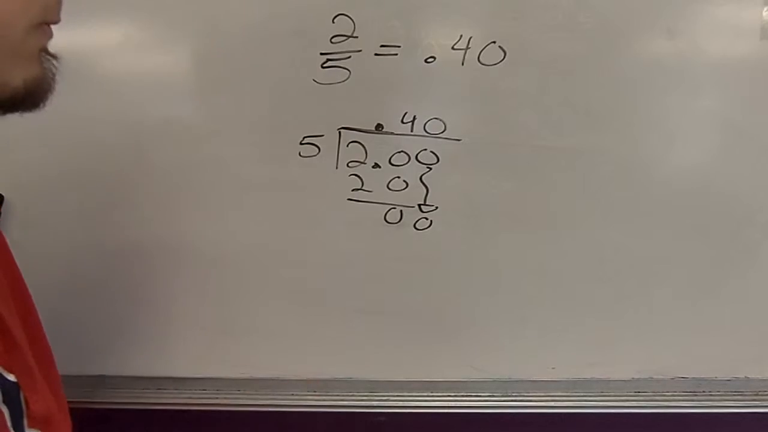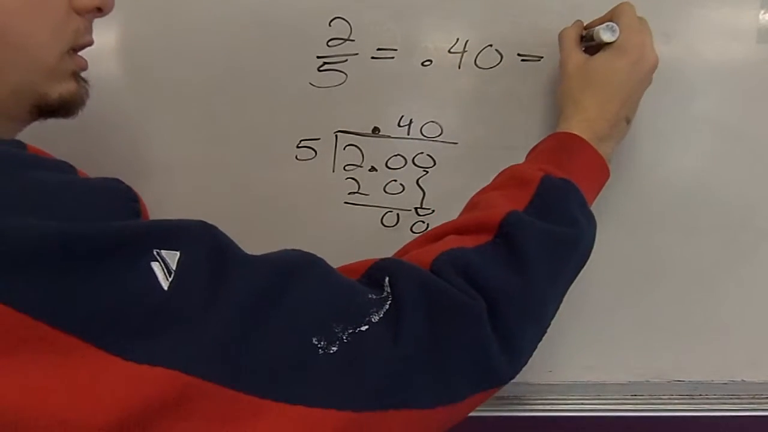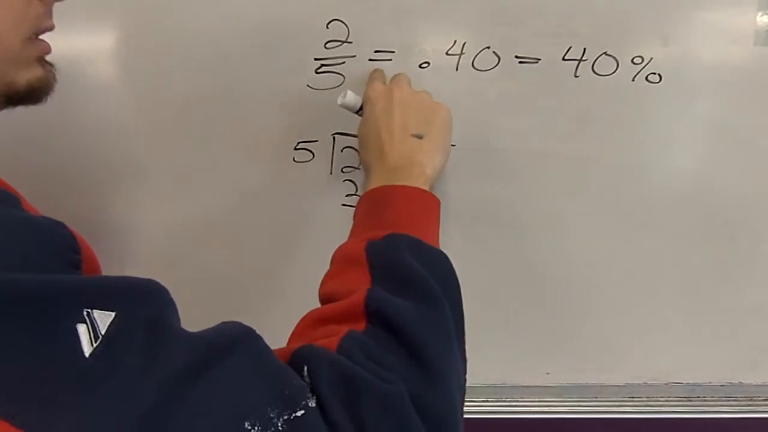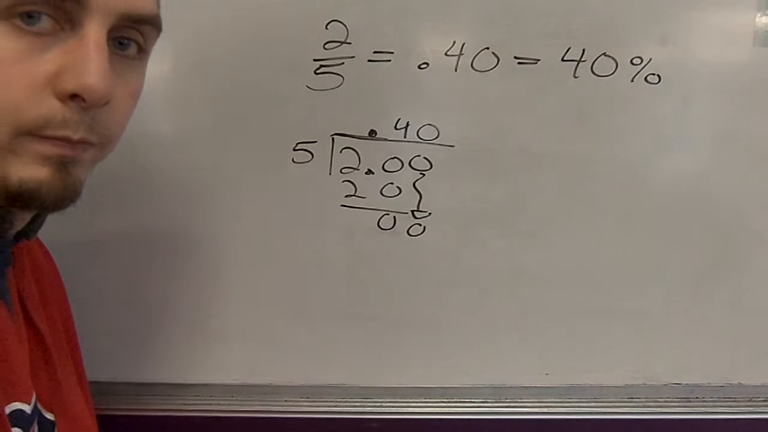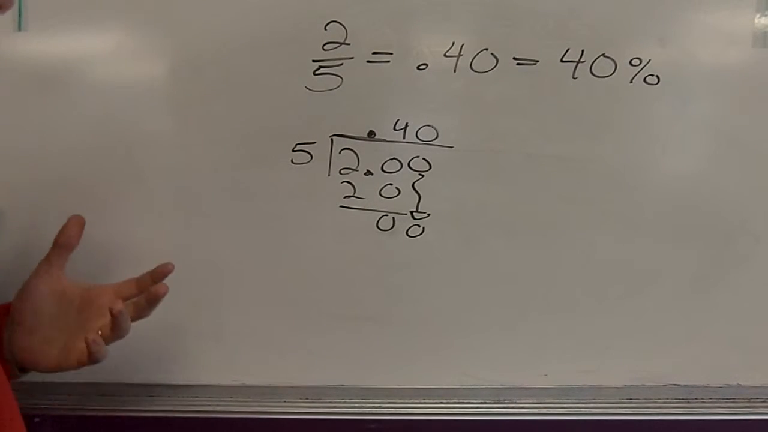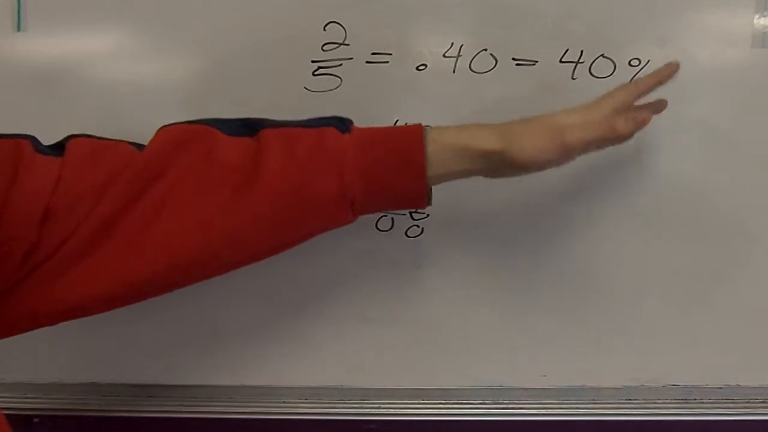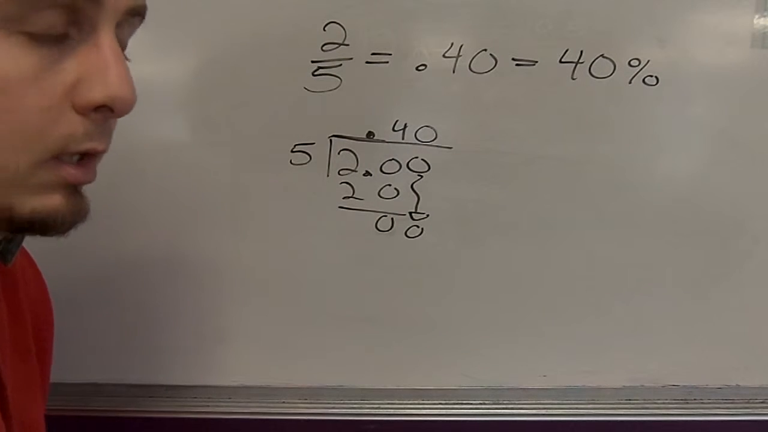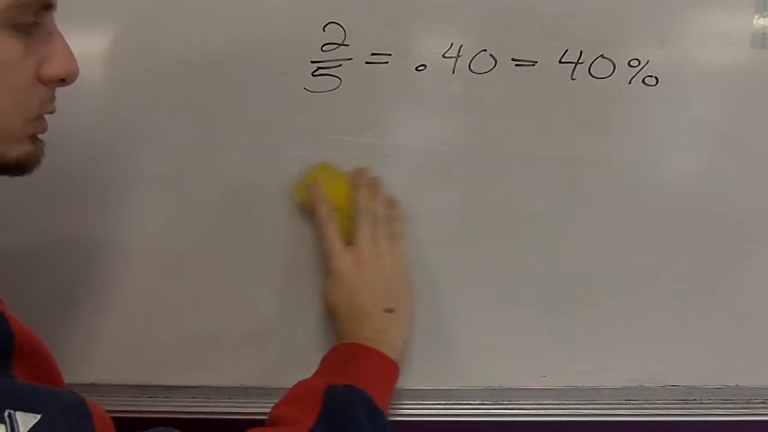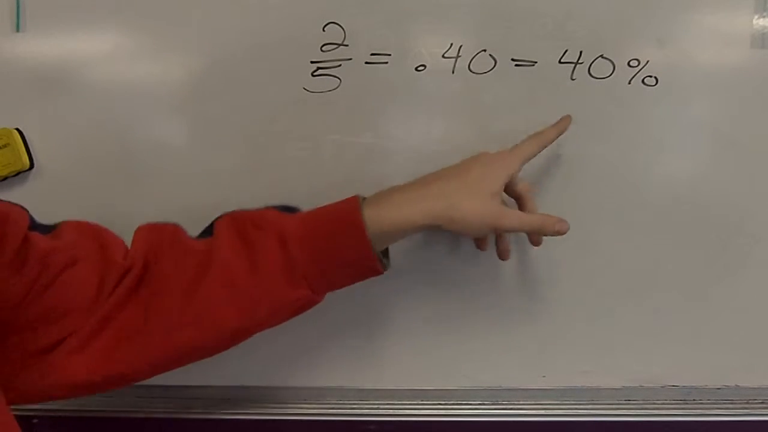And like we said before, if you want to turn a decimal into a percent, you move the decimal over two spaces, and we would get 40%. So 2/5 is equal to 40%. So with fractions, it's very similar to decimals, just there's one extra step. Turn the fraction into a decimal, then move the decimal over two spaces, and you'll have your percent. So that is the easiest way to convert a fraction into a percent.